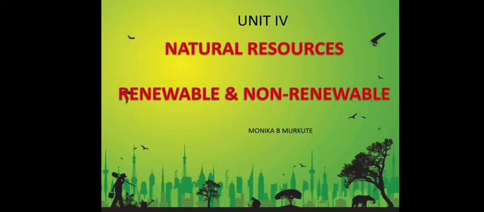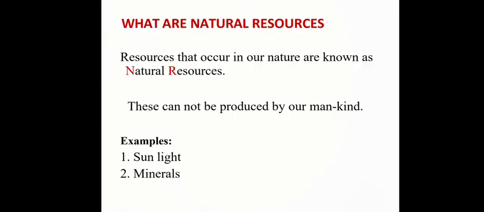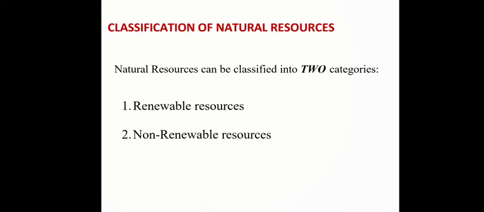Natural resources include all the earth's organisms, air, water and soil, as well as materials such as oil, coal and ore that are removed from the ground, and they can be classified into two types, renewable and non-renewable resources. Examples are sunlight and minerals.